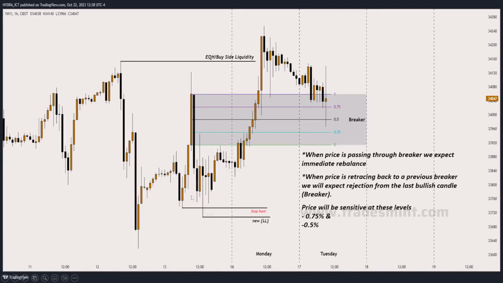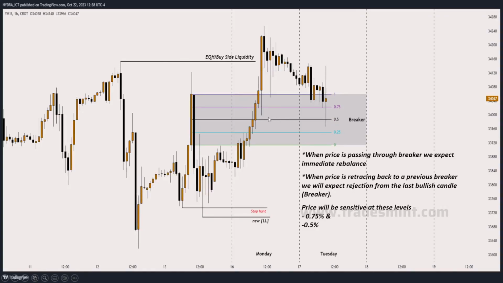Okay, I'm not looking at all the bullish candles, but I'm looking at the last up close candle. When price closes a candle's body above, then I'm looking at the immediate rebalance if price is doing that, and when price is retracing back to the breaker, I'm measuring the last up close candle and expecting a bullish breaker to form at the 0.5 level. Once I drop down to the lower time frame, you guys will see a breaker will form here.